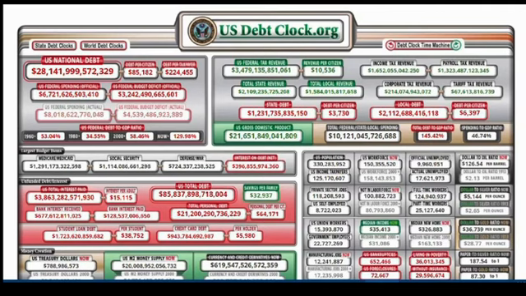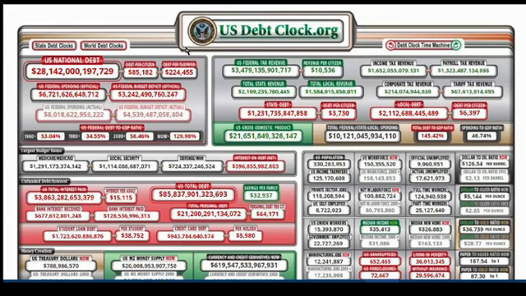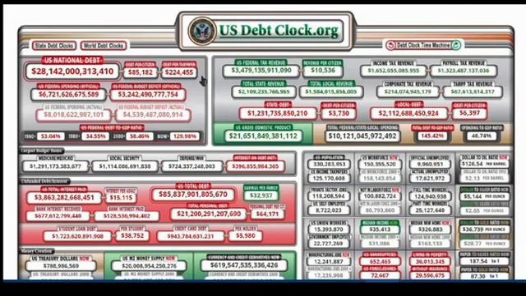That $224,455 is the debt each US taxpayer is responsible for. You may notice most of the information is rapidly changing. This real-time clock contains a plethora of information well worth investigating.